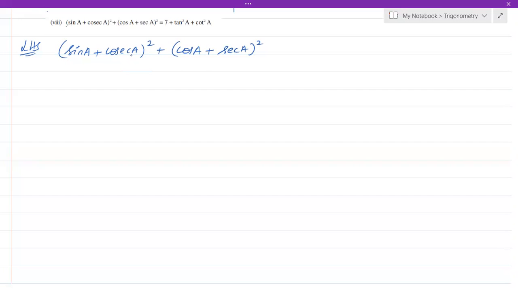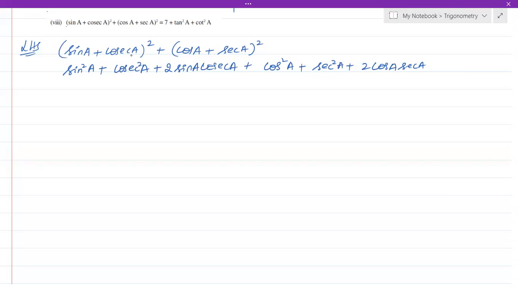So if I use (a + b)², a is sine A and b is cosecant A. So a², that is sine² A, plus b², that is cosecant² A, plus 2ab, 2 sine A into cosecant A. Same thing for the other one, (cos A + secant A)². So cos is the a value and b value is secant A. So (a + b)² is a² + b² + 2ab. Okay, we have used the formula.